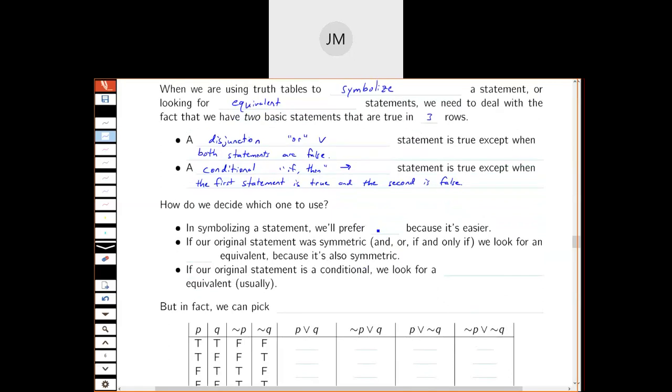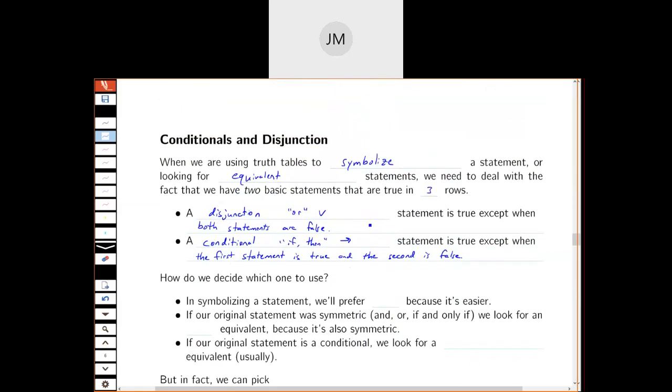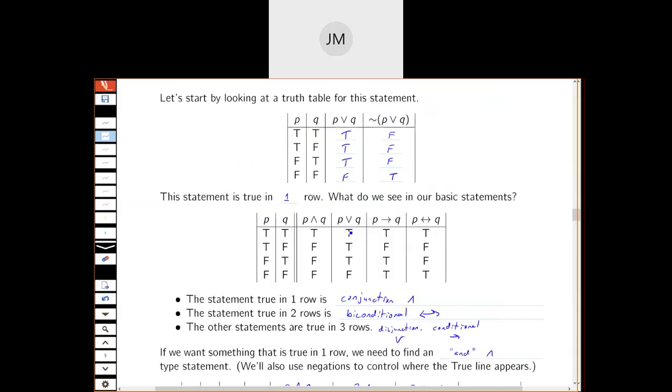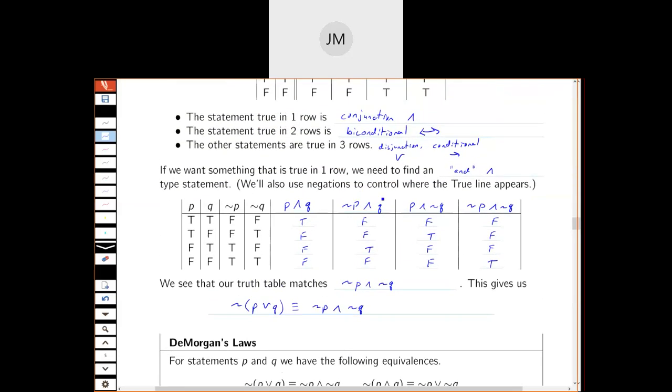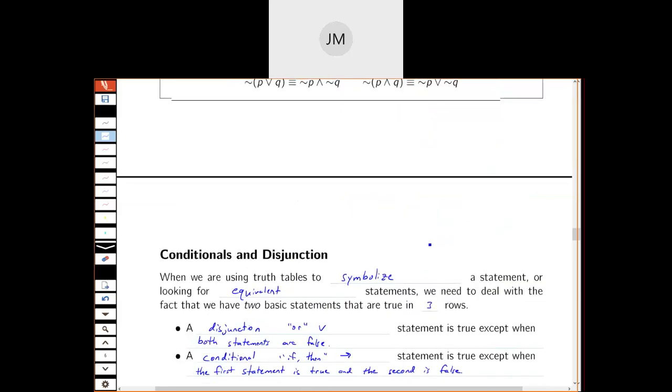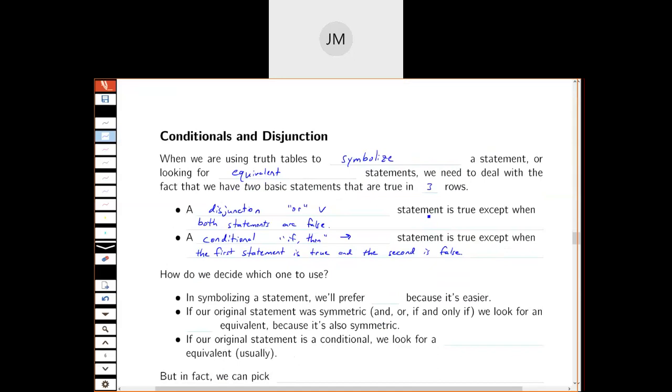if I'm looking for something that's equivalent to something that has 3 true rows, I can either use an or, or I can use an if-then, because both of them are true in 3 rows. And as we saw a minute ago, by messing around with a bunch of nots, you can control where the one true is. Well, similarly here, by using combinations of nots, I can control where that one false statement is.